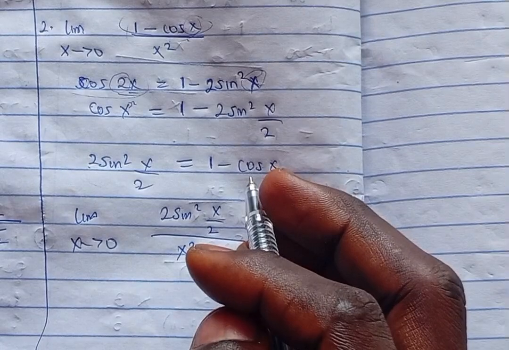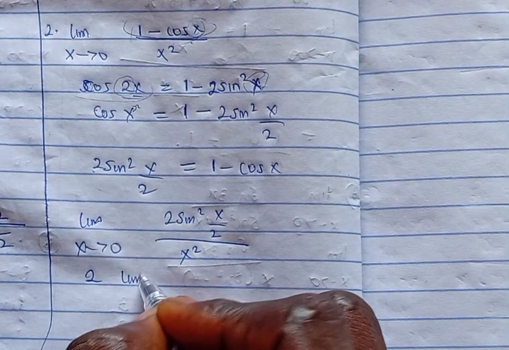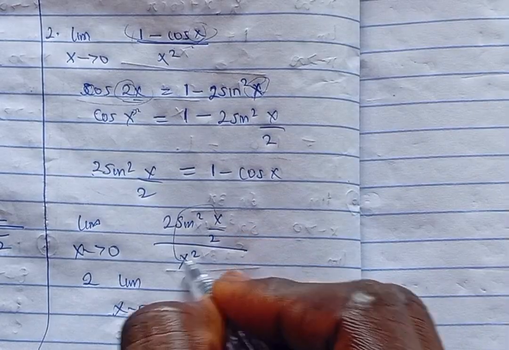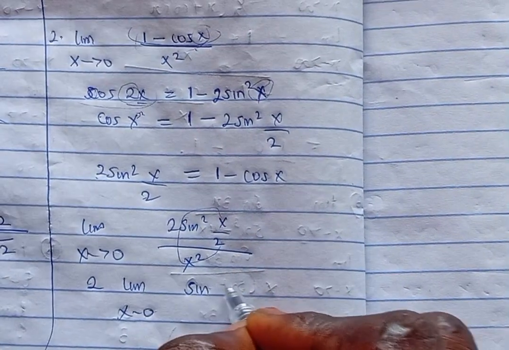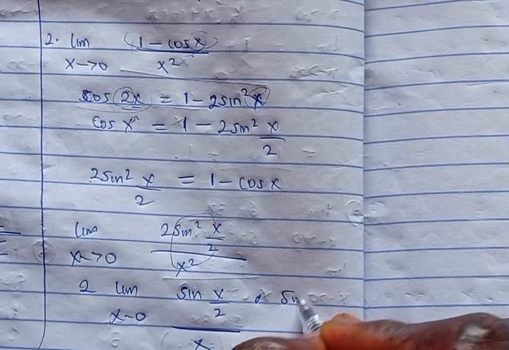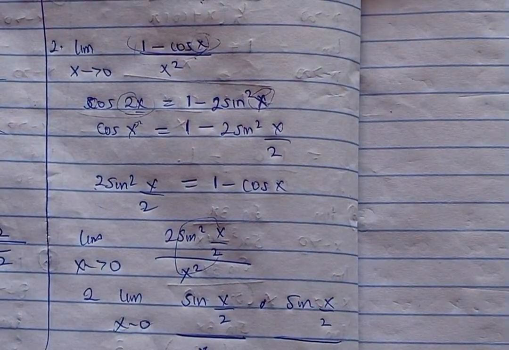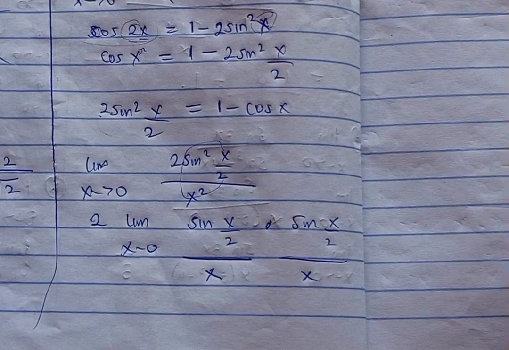So I have that 2 limit as x tends to 0. I can also make this one look like sine x over 2 everything over x, multiplied by sine x over 2 everything over x. Now I have to do some manipulation here.